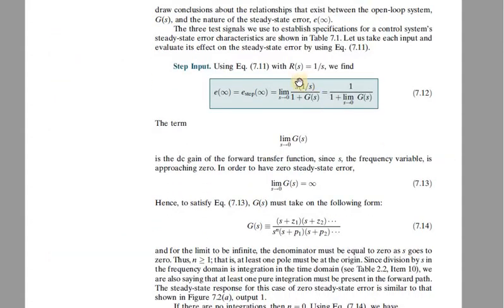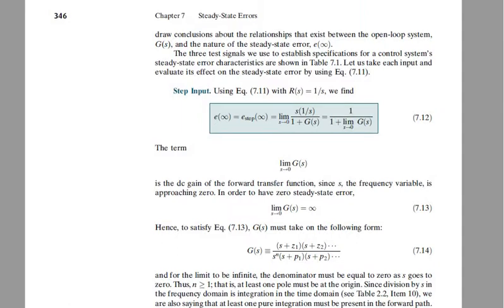Now because we have different possibilities for the input, we will look at a few inputs and see how the steady state response behaves. So the first input is the step input, if you remember. In the table we discussed different inputs.